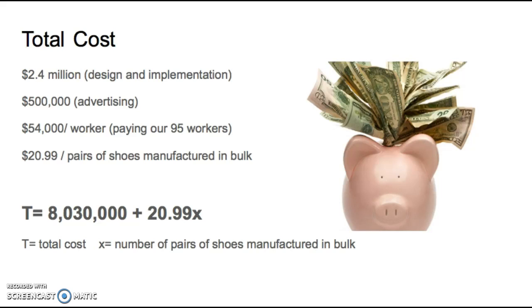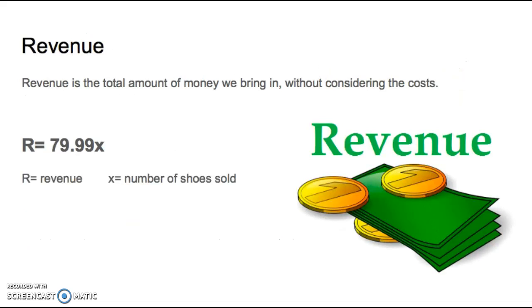We are then asked to create a revenue equation. Before we can do this, we have to understand what revenue is. Revenue is the total amount of money we bring in without considering the costs. In the problem, it states that we are selling each pair of shoes for $79.99. And this is simply our revenue equation: R equals 79.99x. We do not have to worry about putting any cost into the equation. In this equation, R equals revenue, and X equals the number of shoes we sell.